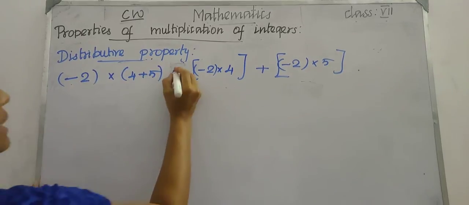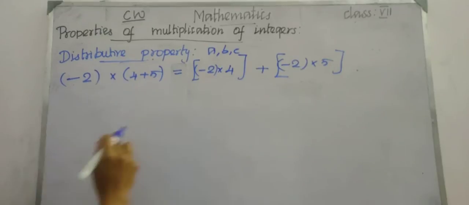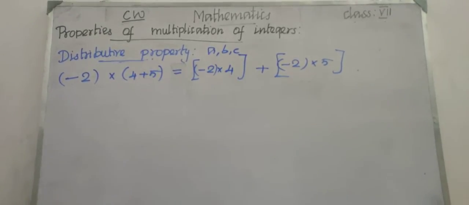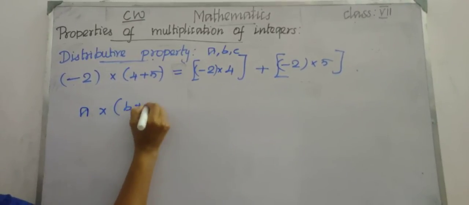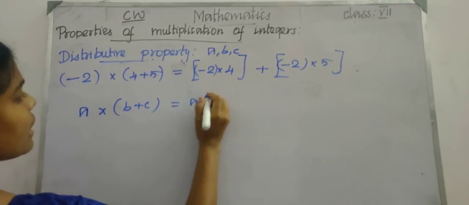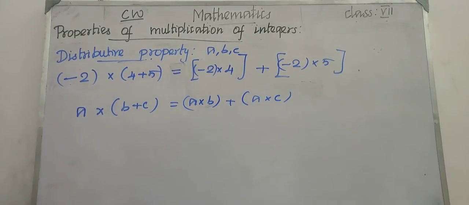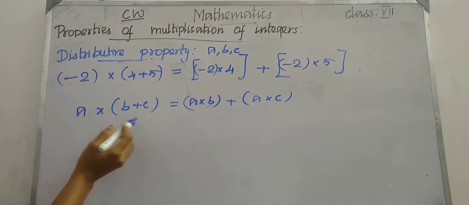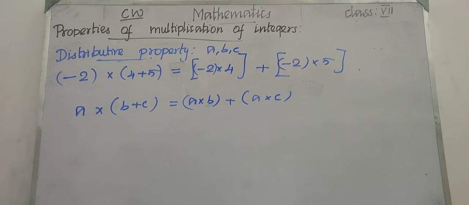Simply we have said this, right? So if you are having the integers as a, b, c, how will you write this distributive property? Simply we will write it as a into (b plus c) equal to a into b plus a into c. Okay, children. So if you are having three integers a, b, c, the distributive property will be a into (b plus c) equal to a into b plus a into c. Okay, children, is it clear?